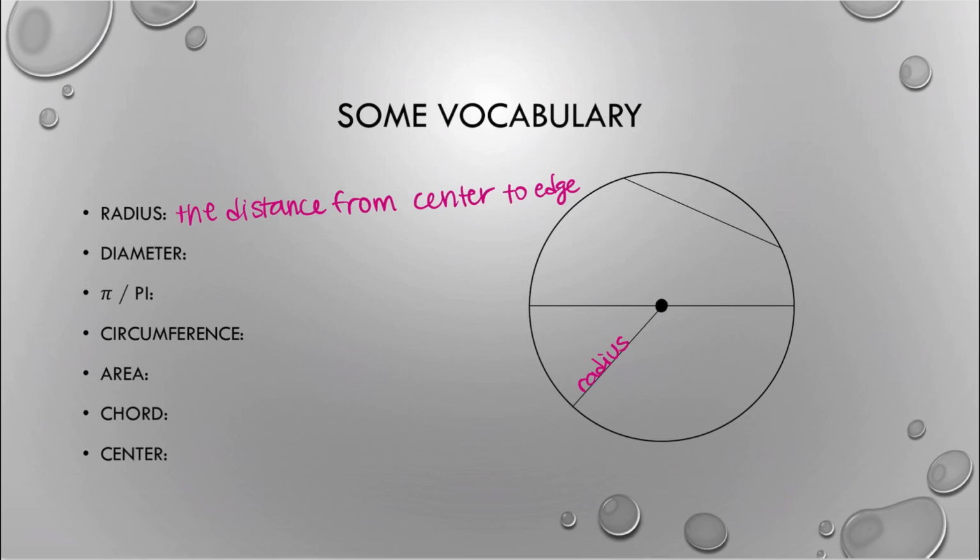The diameter is the distance across the circle. There's a little caveat. It has to pass through the center.